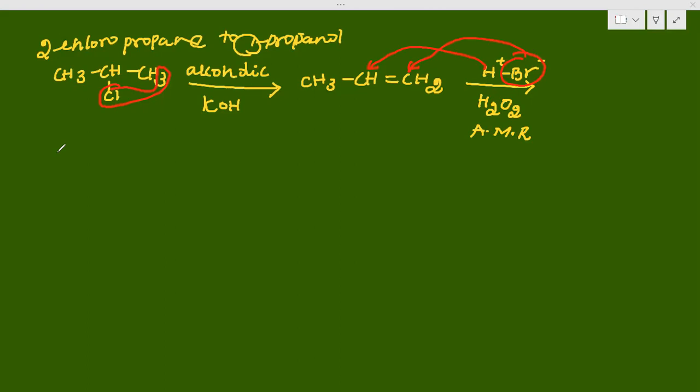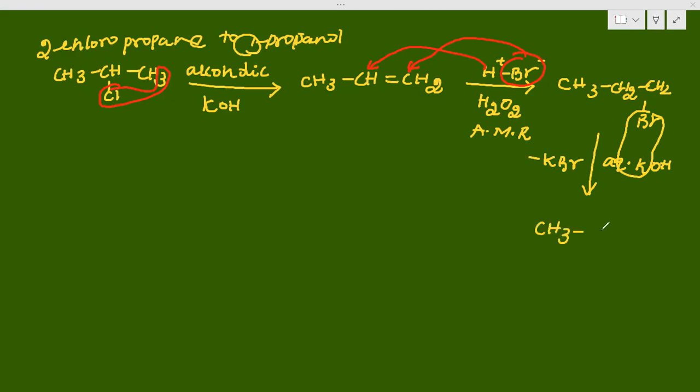Next we write the complete product. We get 1-bromopropane. Next, instead of alcoholic potassium hydroxide, we add aqueous potassium hydroxide. The role of aqueous potassium hydroxide is simply a substitution reaction. The bromine is replaced, with loss of KBr, and we get CH3CH2CH2OH, that is, 1-propanol. This is the conversion we wanted to do.